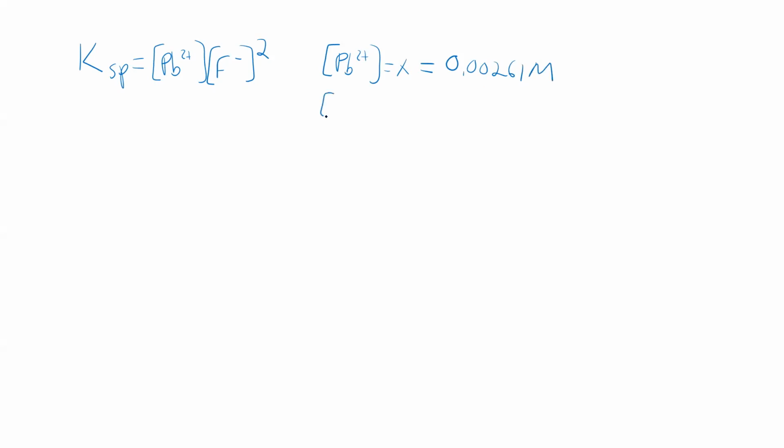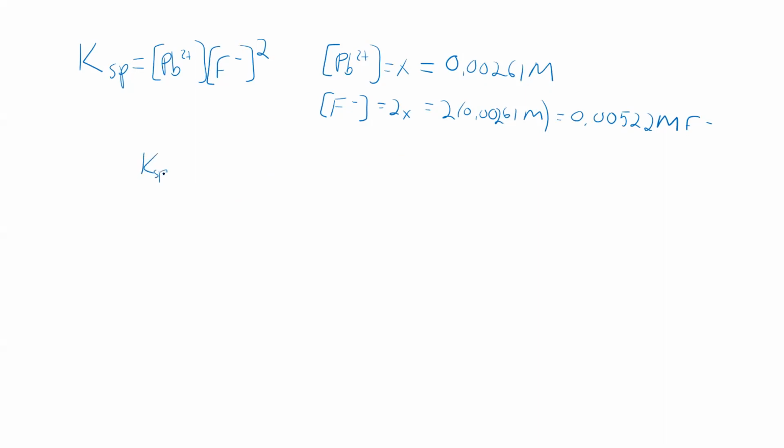But our concentration of fluoride at equilibrium is equal to 2X. So if we multiply that by 2, we wind up getting, right? So 2 times 0.00261 molar, which gives us 0.00522 molar F-. Okay. And so what we can do here is just plug those values in.